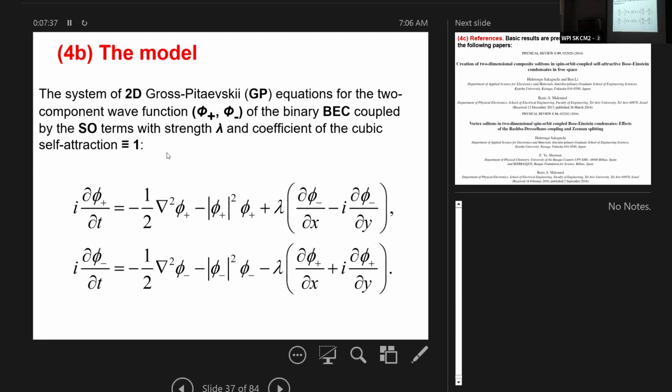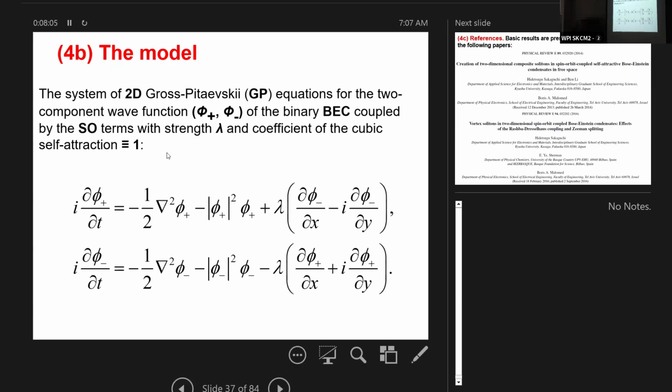These are two components of the wave function. Then these are usual cubic terms which account for the effect of collisions in the mean field approximation. And here the minus sign, which is fixed in front of these terms, implies that this collision is actually switched from the natural repulsive into attractive.